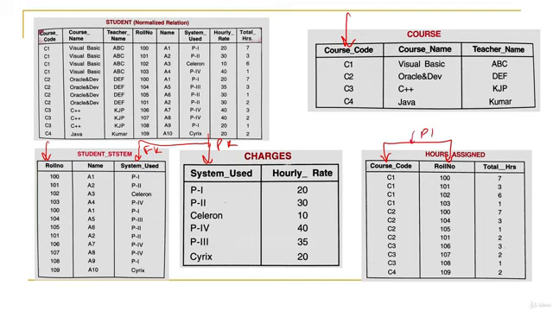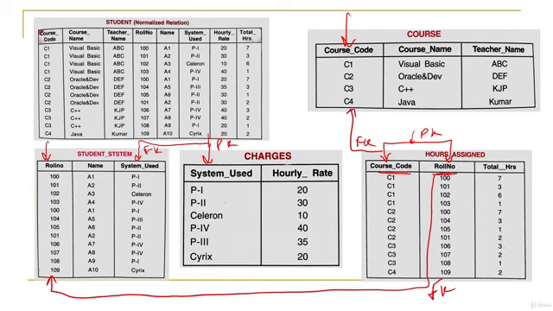So here this is the primary key. This course code of hours assigned is also a foreign key, which refers to this course code for its validation. This roll number is also a foreign key, which refers to the roll number of student system for its validation. So this way we are able to join all the tables to provide the full information.